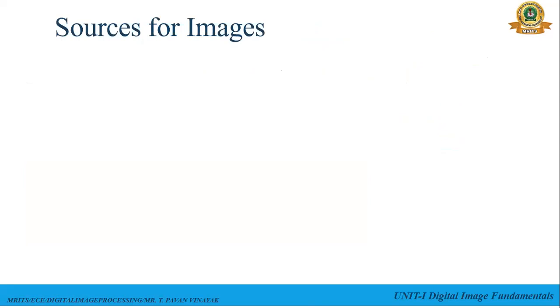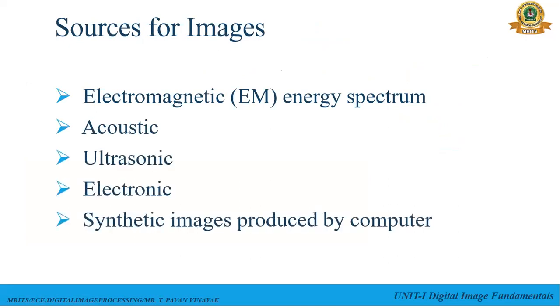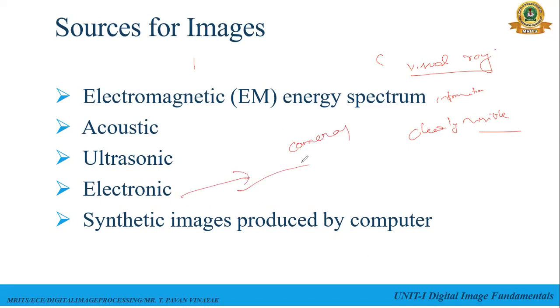Sources of images: how are images formed? Using EM spectra, optics, ultrasonic, electronically, or through computers, we can produce images. Let us see how the images look. Different types of images: whatever images are captured through cameras and your phones use visual rays, meaning the information is clearly visible to you. These are visible. Let us see the remaining types of images from the electromagnetic spectrum.